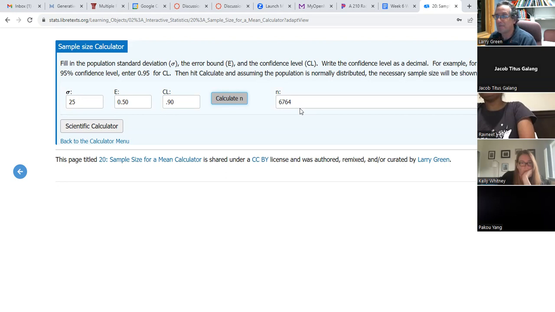Any thoughts? In the real world, if you were concerned, you wanted to find out about the average age of nurses' salaries. You could go lower. In our class, we're never going to go lower than 90%. And you almost never see lower than 90%. What else can we do?